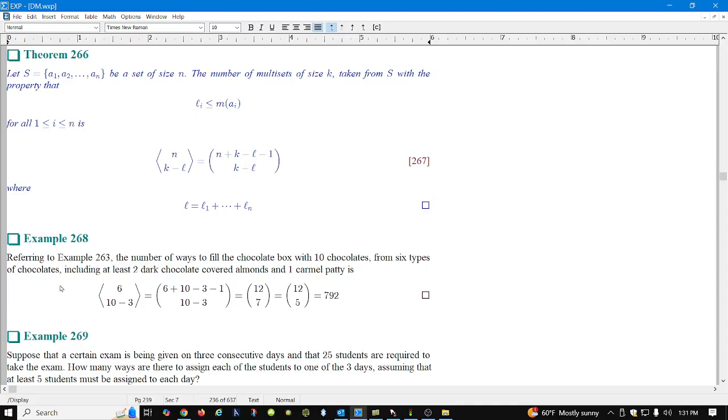Example. Oh boy, here's more chocolate. You might think I'm obsessed with chocolate. I'm not really. Sort of.